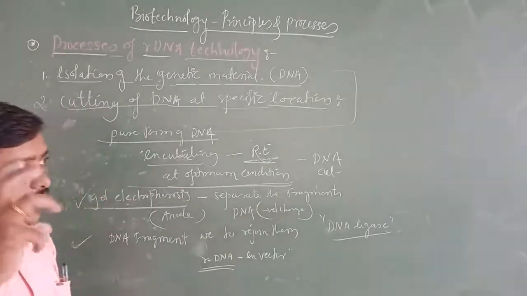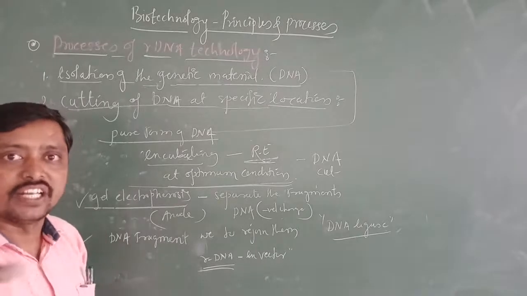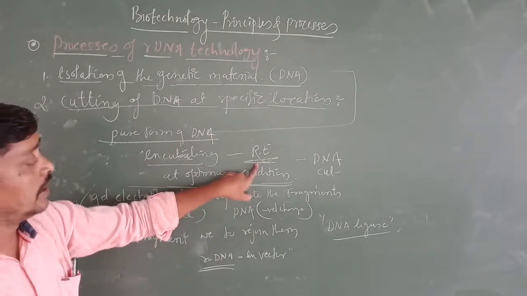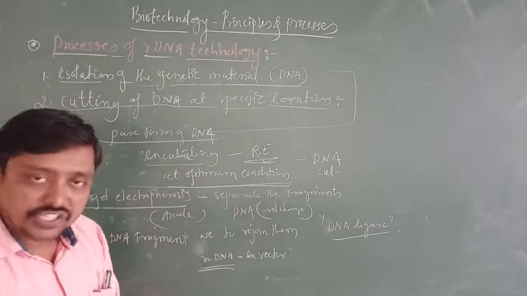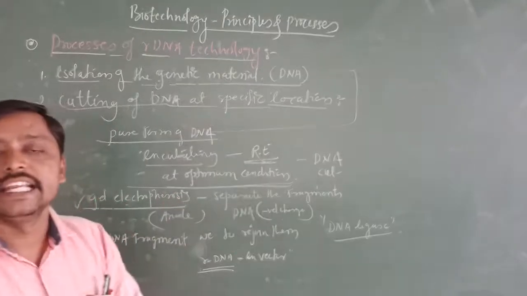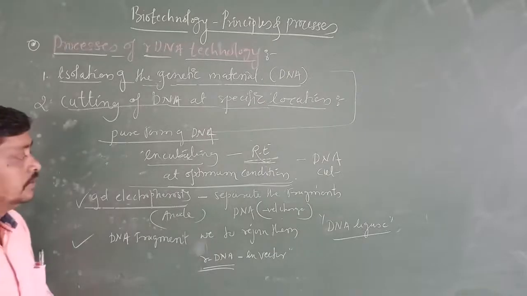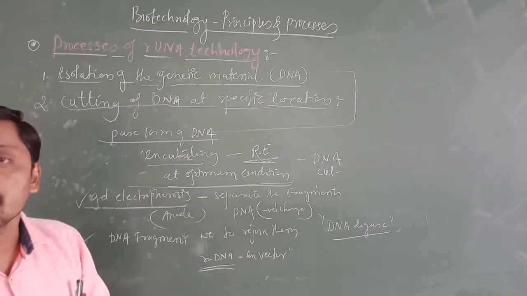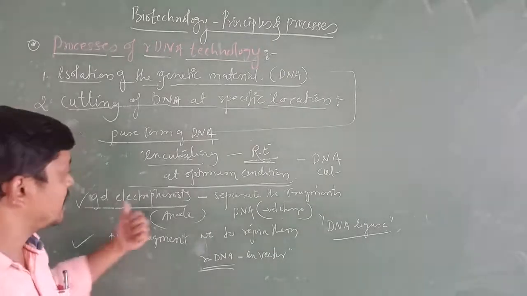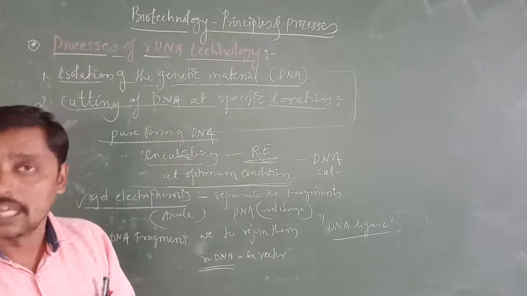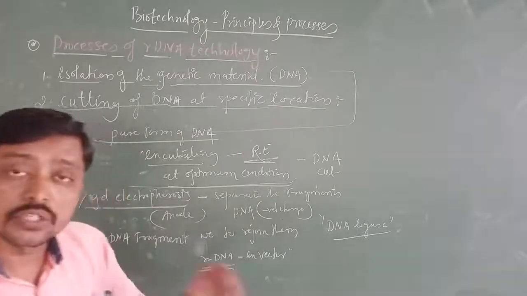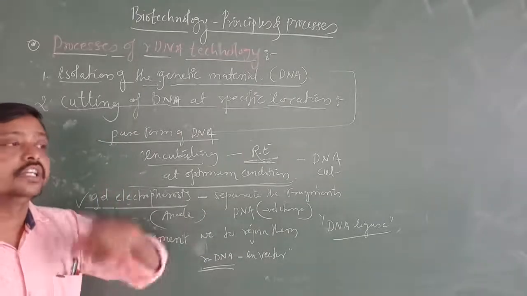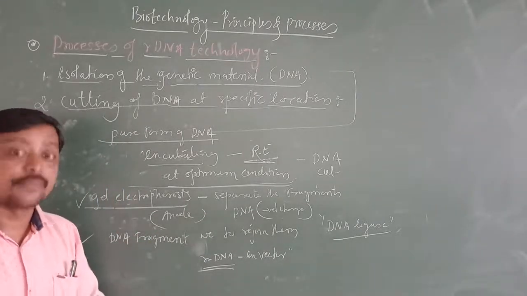Here, the isolated pure DNA threads are incubated with the restriction enzymes at optimum conditions. Then the DNA is cut at a particular position. Then you separate those cut fragments with the help of gel electrophoresis. Afterwards, the DNA fragments have to be rejoined. In the sense, you are going to cut the vector, for example a plasmid.